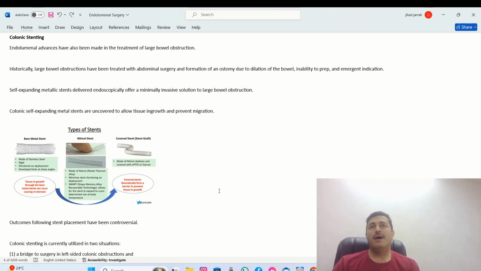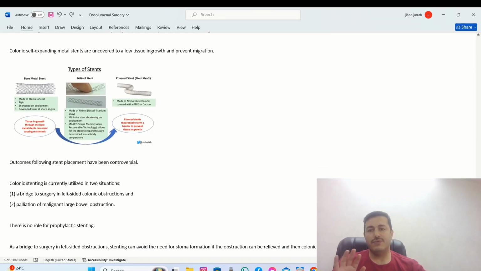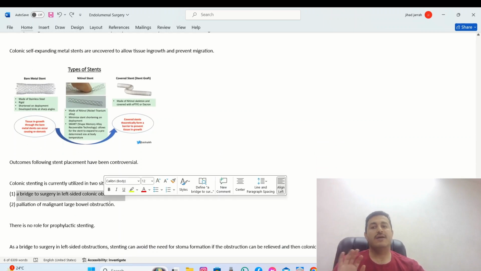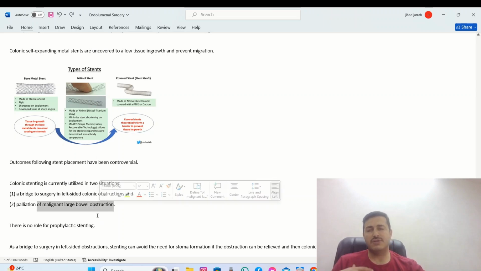But with the invention of stenting, we use them in a tumor as a bridge to surgery. Yes, it may be used for palliative, as we will see. We have two indications. Either it is bridging to surgery if there is an obstructive tumor in the left side of the colon, or a palliative for malignant large bowel obstruction.